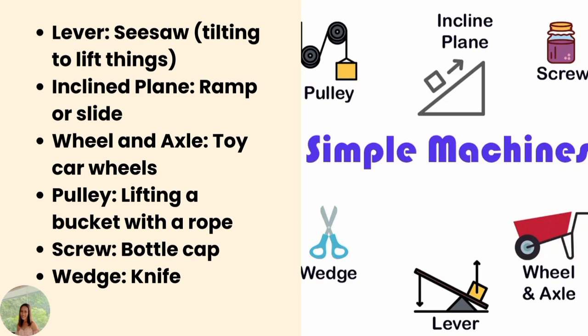Pulley. What is it? A pulley is a rope and wheel that help lift things up. Example, when you pull a rope to lift a bucket, that's a pulley helping you lift it without too much effort.